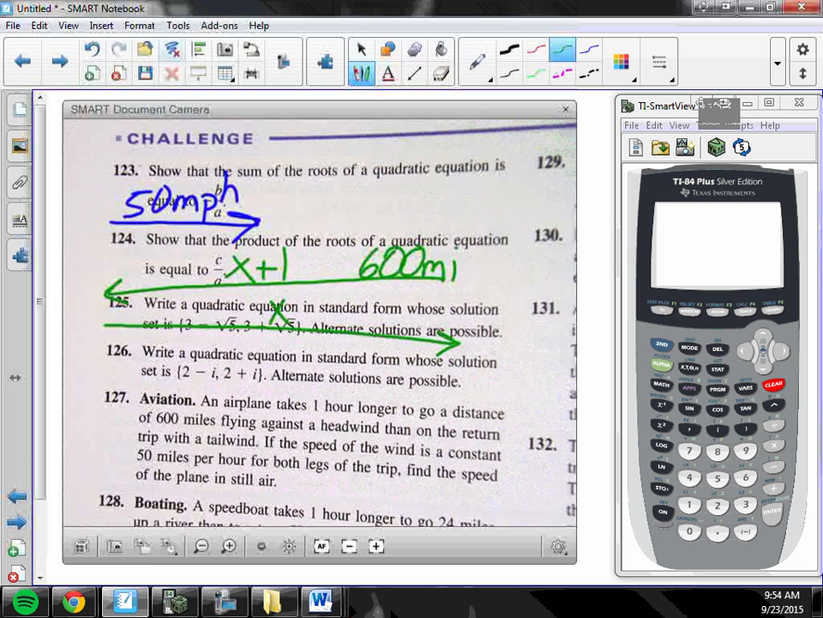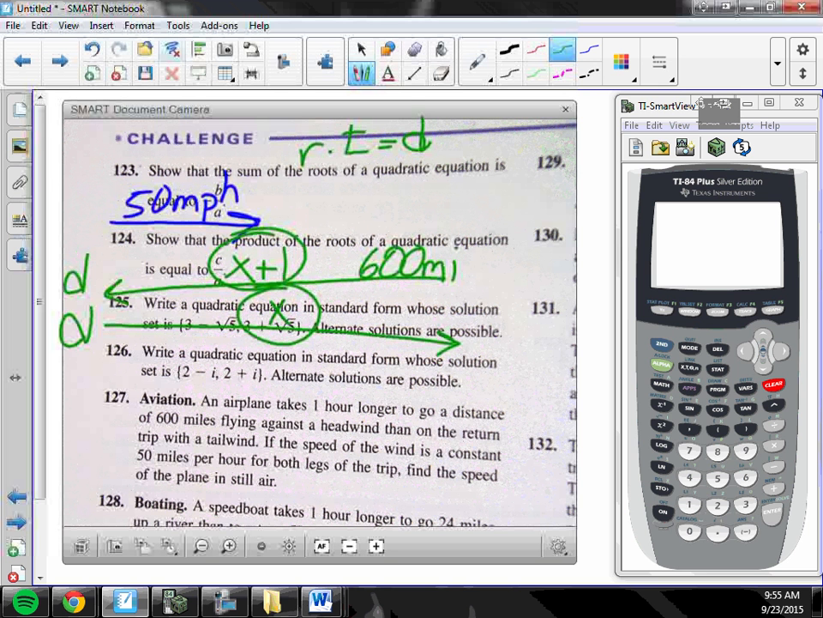Well, we're dealing with two different things. We're dealing with speed and distance, and time, I guess. The distance is 600 miles. What is the formula to figure out how fast you go? Rate times time equals distance. The distance for both of these is d.